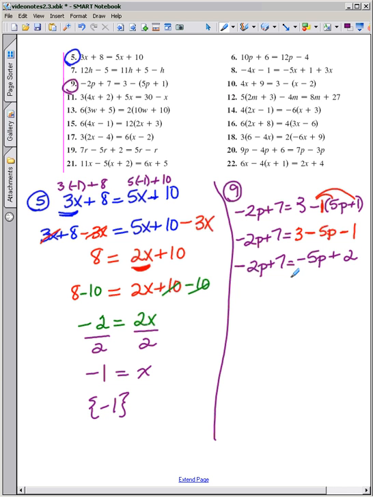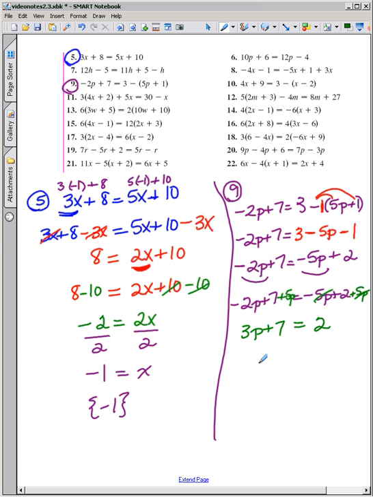Now notice we have variables on each side. Which is smaller, negative 2 or negative 5? Yes, the negative 5 is smaller, so we can eliminate the negative 5p by adding 5p to each side. So if we add a 5p, notice that negative 5p is eliminated. On the right, just 2. Negative 2p plus 5p is 3p plus 7 is equal to 2.